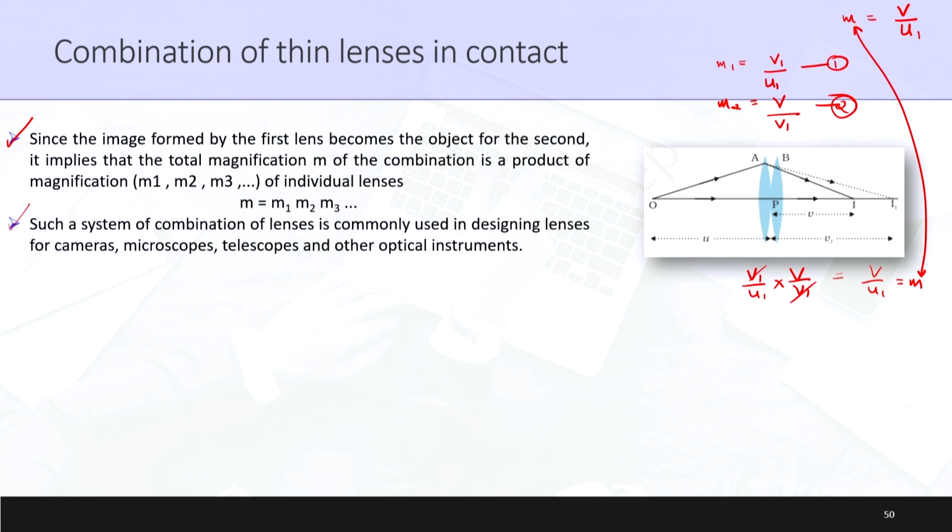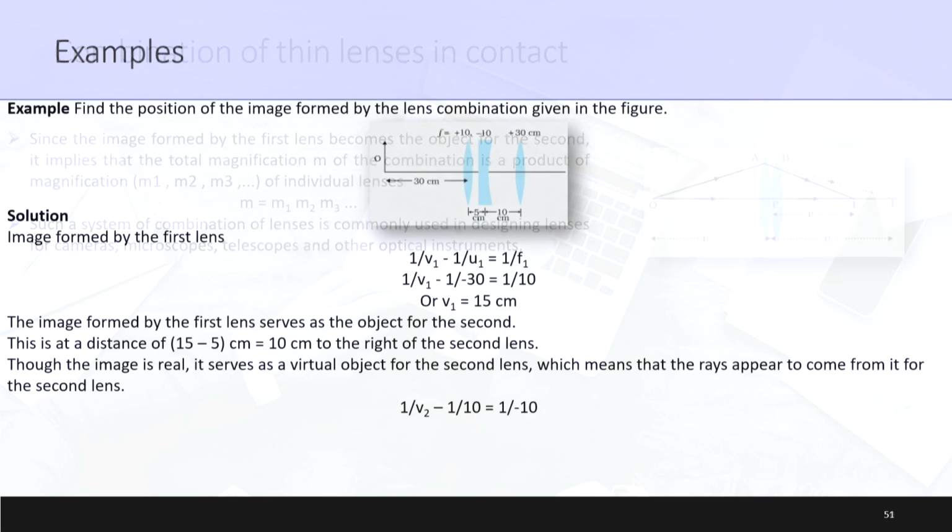Let us move on to the next part now. First of all, before going to the examples, let me just revise the complete concept again. Whatever we understood here is that for the complete combination, 1 by f is equal to 1 by f1 plus 1 by f2 plus and so on till 1 by fn. Next, we got P is equal to P1 plus P2 plus and so on till Pn. And what is the magnification? Magnification is nothing but m1 m2 and so on till mn. So, these are 3 relations which we obtained from this combination of thin lenses in contact. Fine, let us move on now.